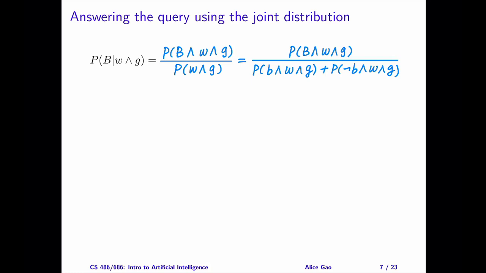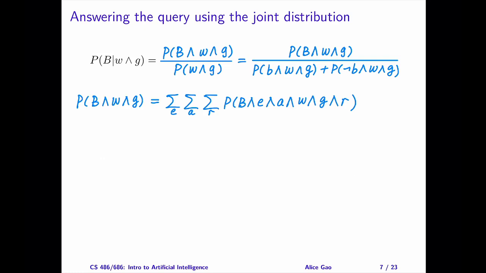Given our derivation so far, calculating P of B given W and G is equivalent to calculating the joint probability of B, W, and G. This joint probability doesn't contain all the variables, so we cannot calculate it directly using the Bayesian network yet. Let's introduce all the other variables into the expression. We'll use the sum rule in reverse and introduce the hidden variables E, A, and R. Here's the sum. Each term in the sum is a joint probability over all six variables. Now, we're ready to use the Bayesian network to calculate the joint probability. The joint probability is a product of six terms. Each term is a conditional probability for one variable in the network.